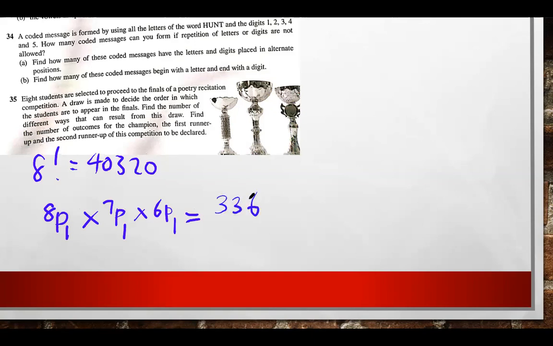There are 336 ways to determine the champion, the first runner-up, and the second runner-up. Okay, so if you take a look at this, actually, as I said before, the working is not difficult. What is difficult actually is understanding the question. Okay, understanding the question is the battle that you need to fight when it comes to questions that have to do with permutation and combination.